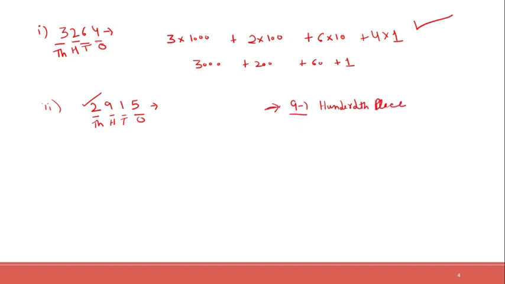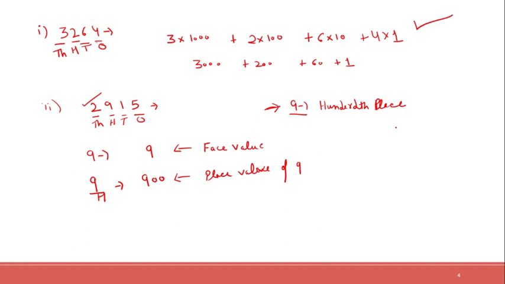9 is the face value. If it is written 9 here, then the value of 9 is 9 only. But if 9 is at the hundreds place, then the value of 9 is 900. That means this is the face value of 9 and this is the place value of 9. So what I want to say is the face value of a number will remain the same: the face value of 2 is 2 itself, the face value of 4 is 4 itself. But the place value changes with the position in the number.